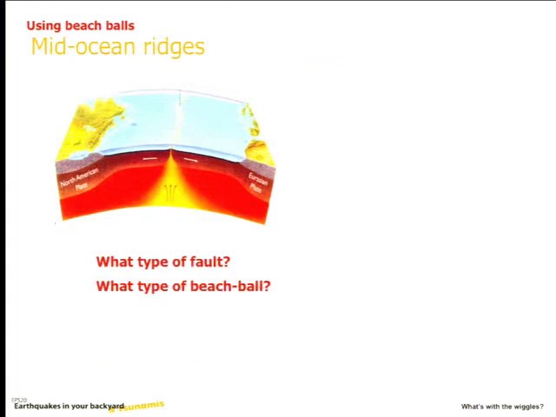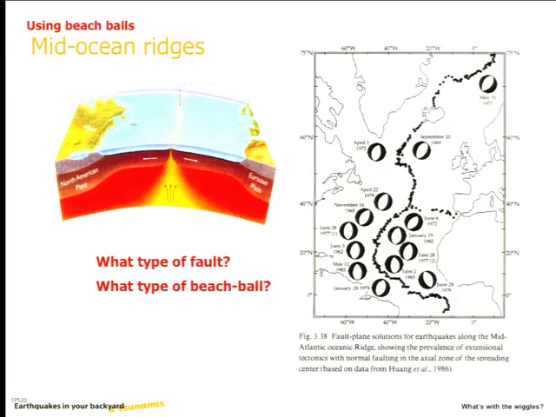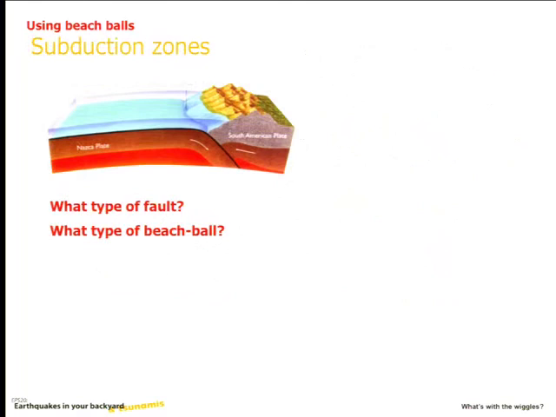So what type of faults do we have along the Mid-Atlantic Ridge? Normal faults. So what type of beach balls do we have? White in the center. And so here's a map that shows the beach balls for a whole bunch of earthquakes along the Mid-Atlantic Ridge, and you can see they all have white centers, and they're all oriented. So this is the orientation of the fault here. Of course, it winds around, but the north mid-ocean ridge is pretty much north-south, and these faults are all north-south.